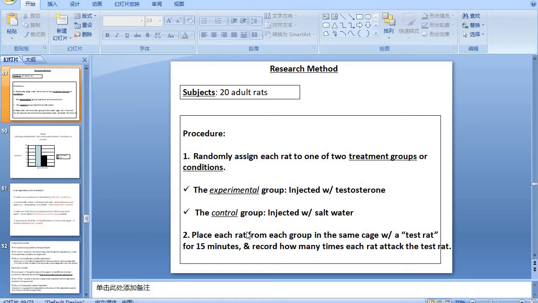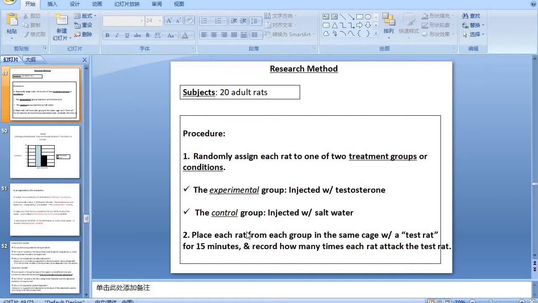The rats, they don't have any choice. They don't volunteer, saying, "Hey, I will go to the testosterone group," or "I will receive the saltwater injection." They are randomly assigned. The researcher randomly assigns each rat to receive either testosterone injection or saltwater injection.